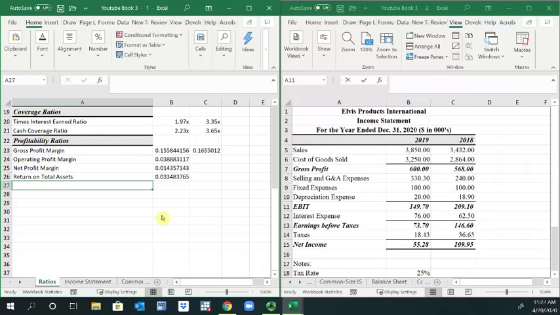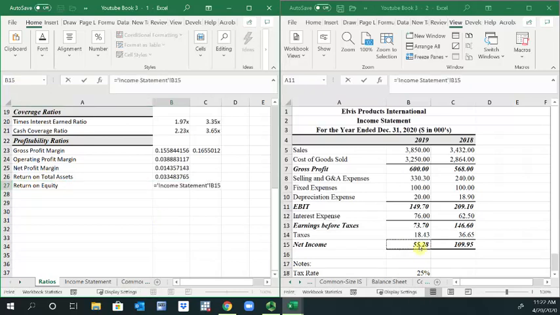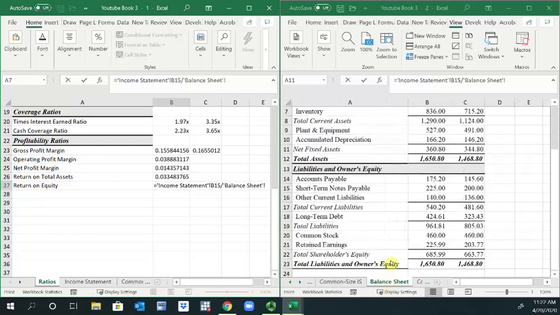Next, we're going to have return on equity. This is equal to net income divided by, going to the balance sheet, total equity, which in this case is just total shareholders' equity. If we had preferred equity, that would be included in that here.